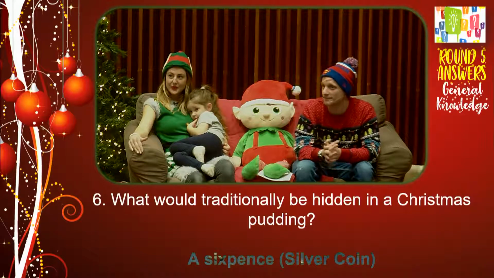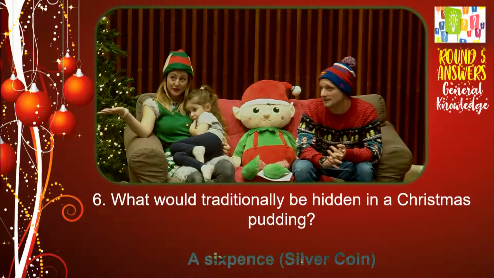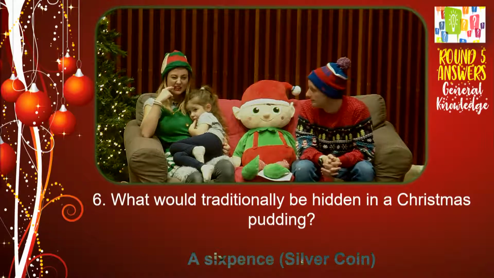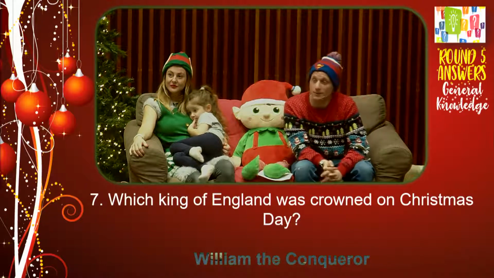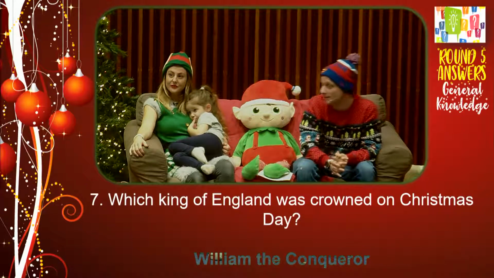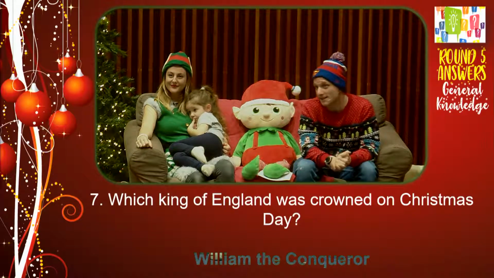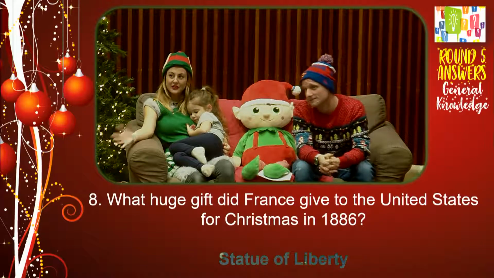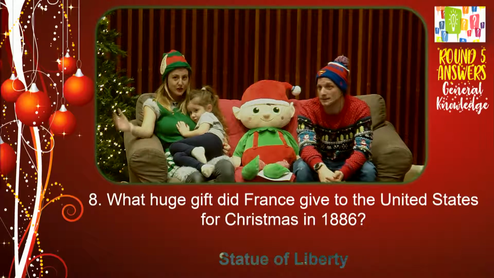Number 6, what would traditionally be hidden in a Christmas pudding? It is a sixpence or a silver coin. That would hurt, yeah. Question number 7. Which King of England was crowned on Christmas Day? It was, of course, William the Conqueror in 1066. Number 8, what huge gift did France give to the United States for Christmas in 1886? It was the Statue of Liberty.